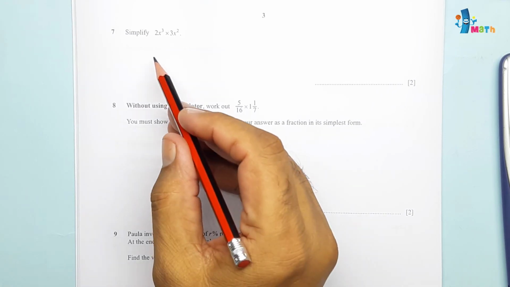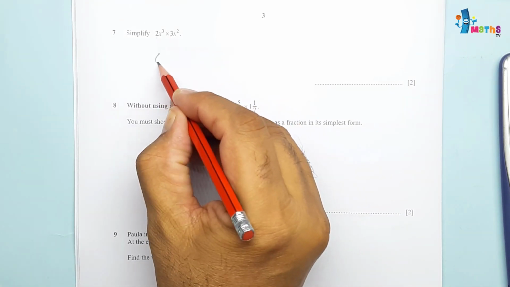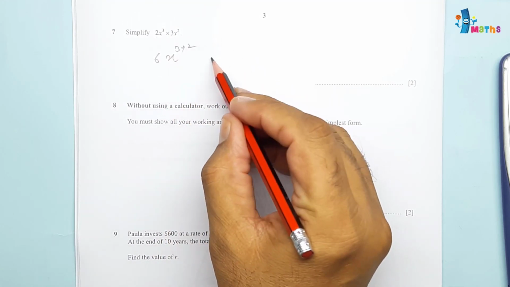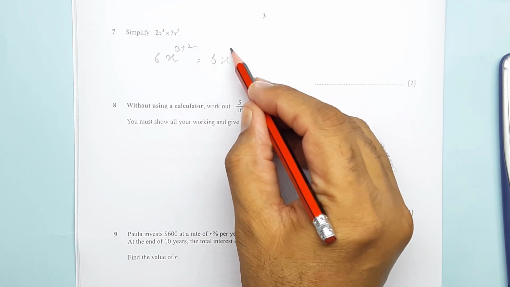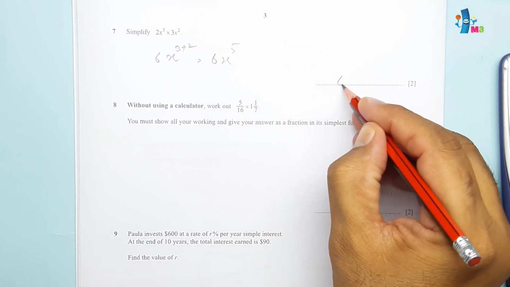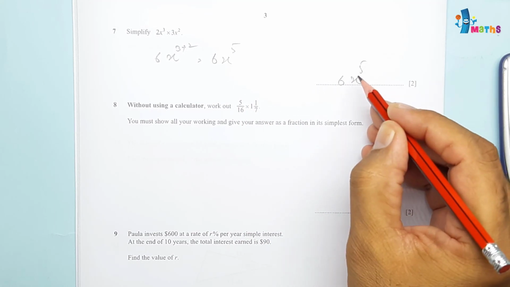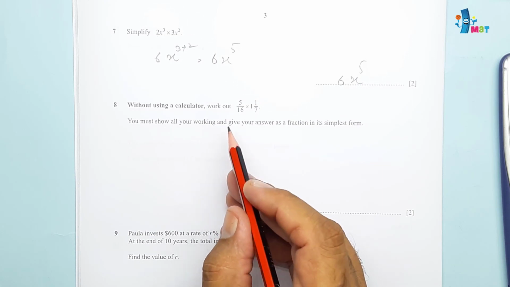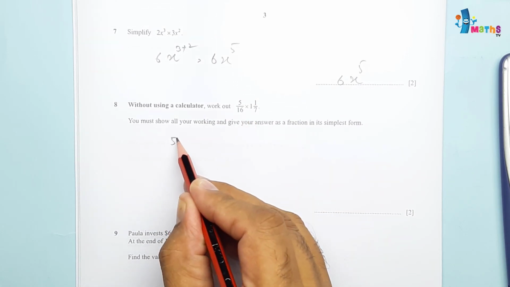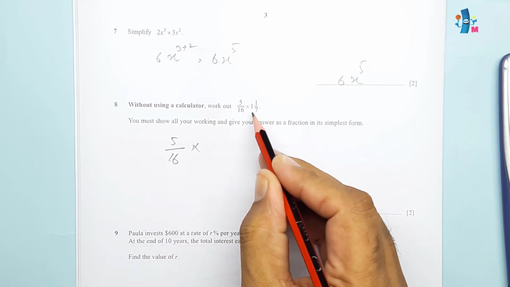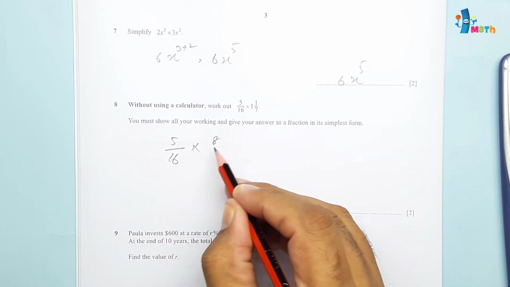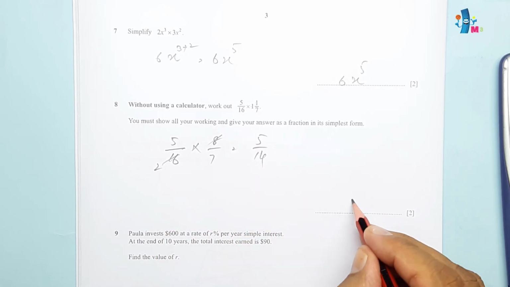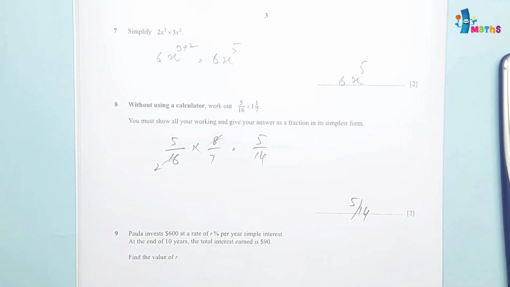Question number 7. We have to simplify this. 2 into 3 will be 6, and x cube into x squared will be this one, so 6x raised to power 5. This will be our answer, 6x raised to the power 5. Next is, without using a calculator, work out this one. 5 over 16 multiplied by 8 over 7, 8 2s are 16. This will be 5 over 14. So our answer will be 5 over 14.